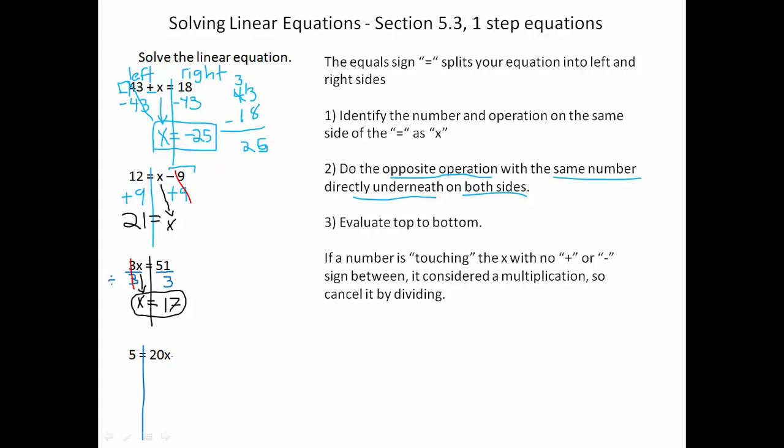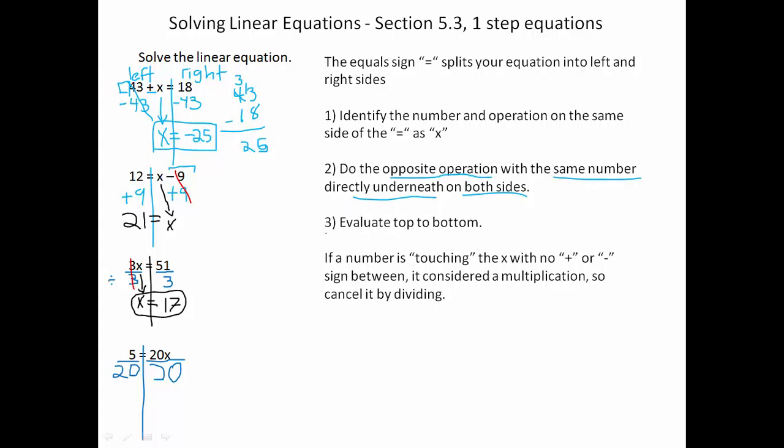When you divide here, you have to divide by the number that's with the x. I'm always, as you can see in step 2, doing the opposite operation with the same number, meaning the same number that was with the x on the same side of the equal sign as x. So the number that's with x is 20. And I'm going to put that 20 underneath on both sides. With that fraction bar again, it'll be divided by 20 on both sides.